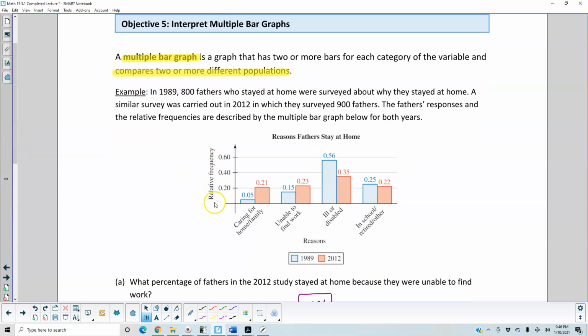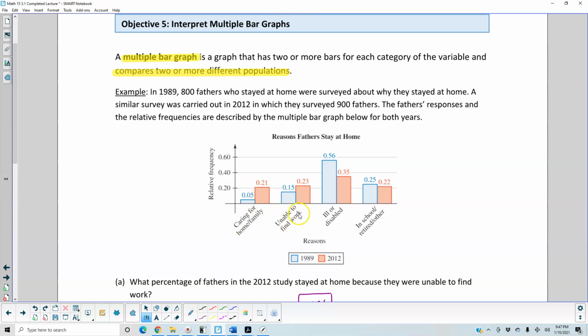So it's a relative frequency, so the vertical axis is in a proportion or a percentage, 0.20, 0.40, 0.60. In our horizontal axis, we have caring for home family for one category, unable to work for another category, ill or disabled for another category, and in school or retired or other for the final category. Now, we notice that the blue represents the year of 1989. And for 2012, that is the orange color of the rectangles. And at the top of each of the rectangles are listed the proportion for each.